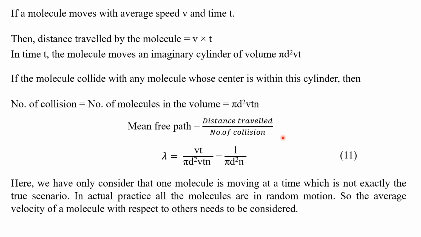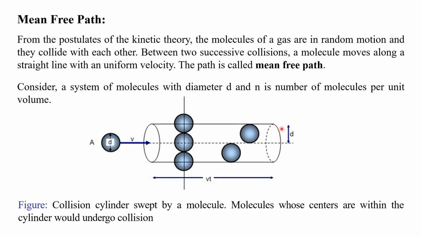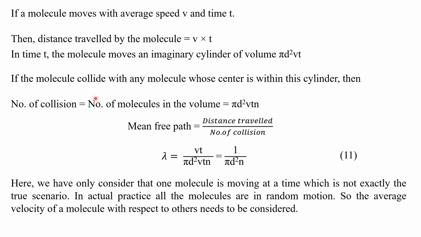total diameter. If a molecule moves with an average speed v in time t, then the distance travelled by the molecule is vt. In time t, the molecule moves in an imaginary cylinder of volume pi d square times vt. So here d is the radius of this cylinder. If the molecule collides with any molecule whose center is within this cylinder, then the number of collisions is the number of molecules in the volume, which is pi d square v times t times n.